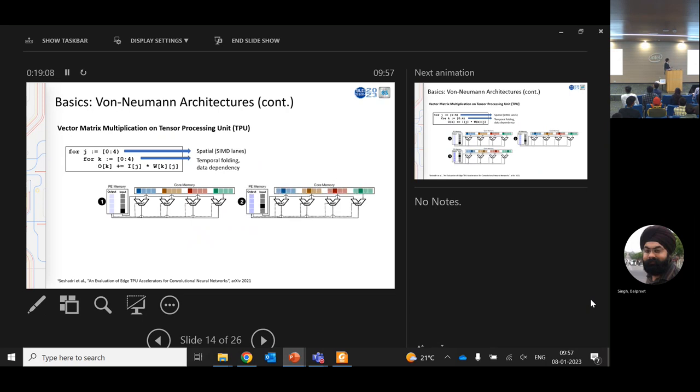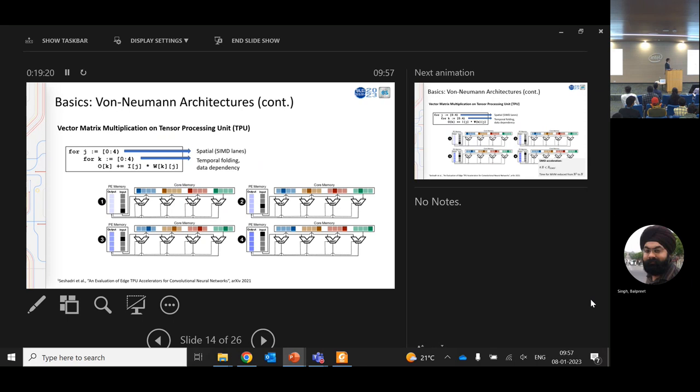So first you start here with the first operand, and then you go to the second operand here. But your units can just work on these vectors independently, and then you just iterate the for loop until you're done. So yeah, this is the basic way to do this.